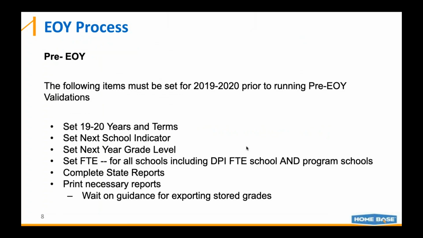Okay, pre-EOI, and these are the items. No, I'm sorry, the next page is where the items from the guide are. But these are the items. A lot of you have already started doing this, but you want to set up your 19-20 years and terms, your next school indicator for all students, the next year grade level. This is all on the scheduling setup page. You want to set your FTEs for all schools, including the DPI FTE school and any program schools.